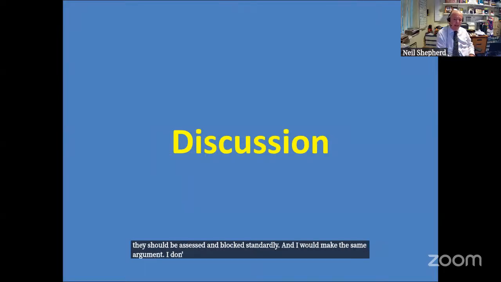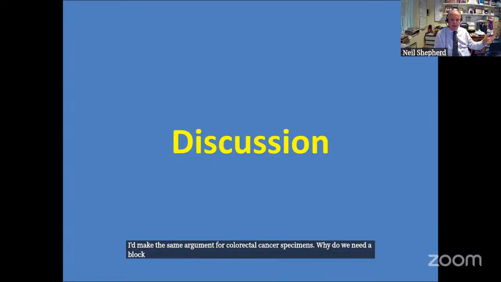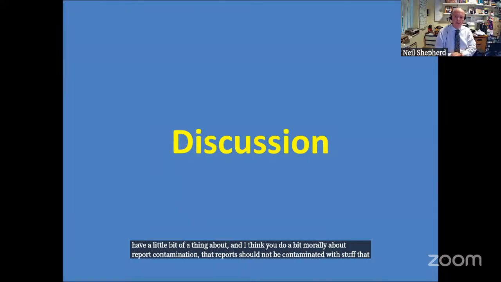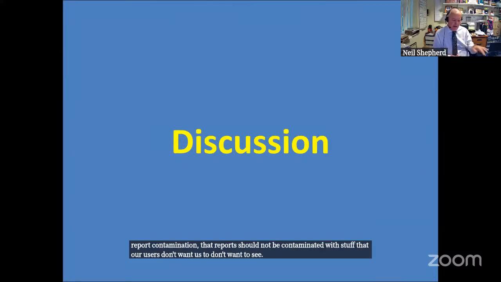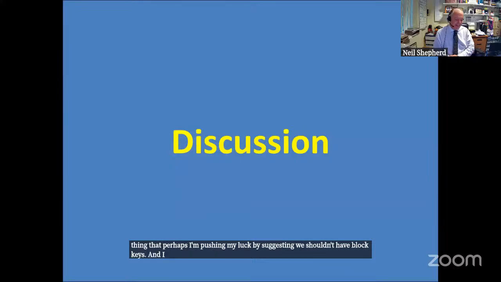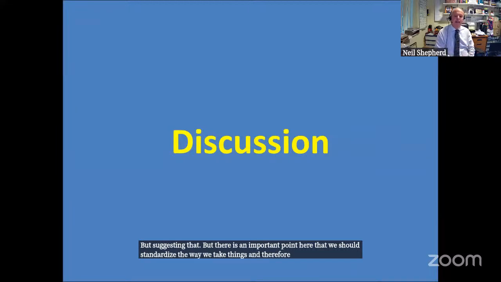And I would make the same argument. I don't know whether Dipti will agree with me or Ranjan. I'd make the same argument for colorectal cancer specimens. Why do we need a block key? Why aren't they done standardly like our SOP tells us to do it? I have a little bit of a thing about, and I think you do a bit, Murali, report contamination. That reports should not be contaminated with stuff that our users don't want to see. I do say at the end of my article that perhaps I'm pushing my luck by suggesting we shouldn't have block keys, and I got a bit of a hammering from one of my uropathological colleagues locally for suggesting that, but there is an important point here that we should standardize the way we take things, and therefore we don't necessarily need a block key because that suggests we're not standardizing.